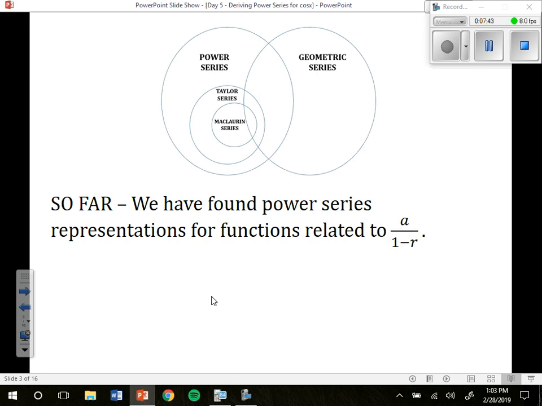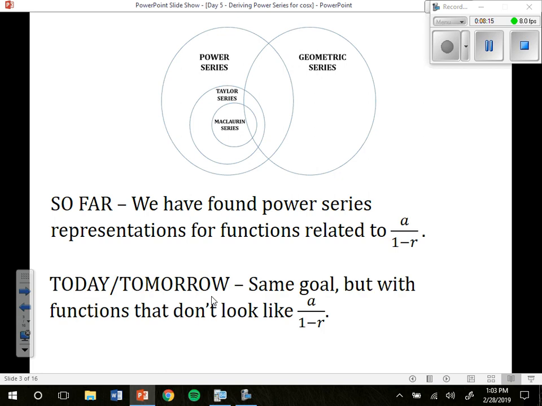We've also been able to find the power series for arctangent x. Does that look like a/1 minus r? No, but what does? Its derivative. So we were able to anti-differentiate a geometric power series to get that. We've also found power series for functions like 1/1 minus x all squared. We had to anti-differentiate, and then differentiate it back. So we've only worked with functions related to a/1 minus r. Today and tomorrow, we have the same goal, but with functions that have nothing to do with a/1 minus r, that are not geometric at all.